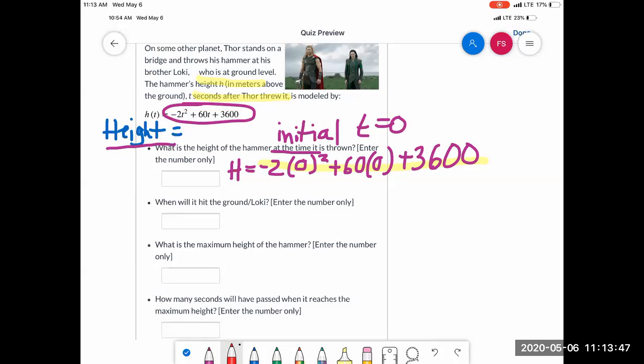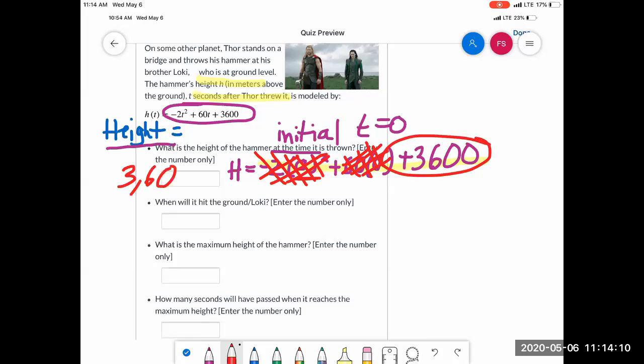So here, 0 squared is 0 times 0, which is 0. Times -2 is also 0, so we can just get rid of that. Here, 60 times 0 is 0, so we can get rid of that. And we're left with this 3,600. So at time 0, right when Thor throws the hammer, our height is 3,600 meters.